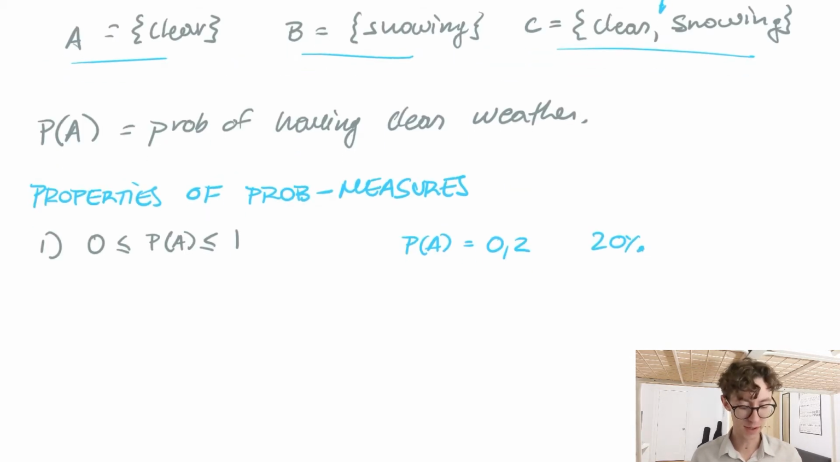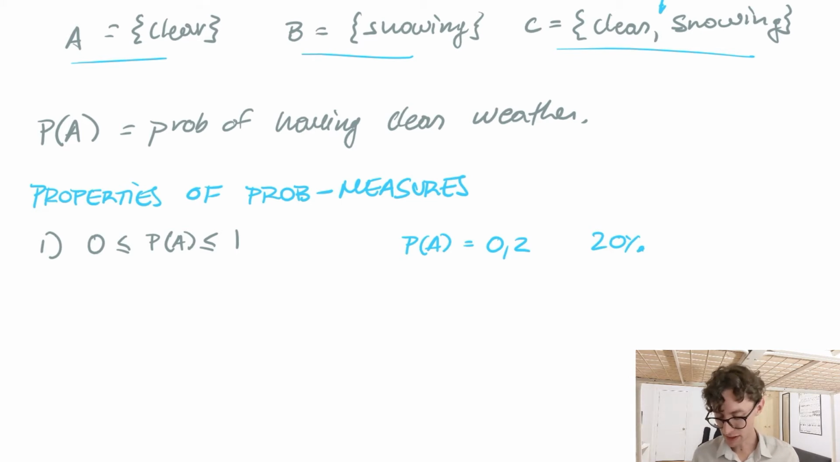Because A was our clear, right? So this probability can never be higher than 100%, right? Because what does it mean for something to be 110% likely to happen? That doesn't make sense, right? So the probability has to be between 0 and 1.